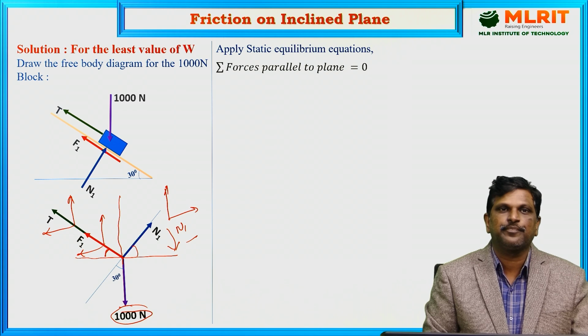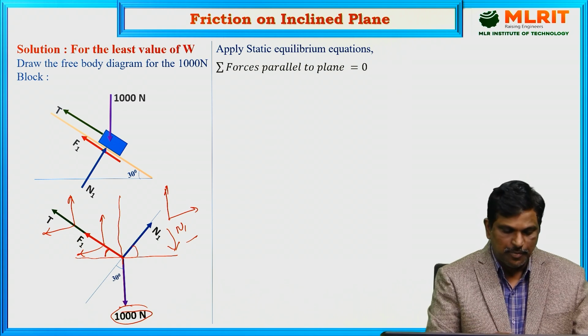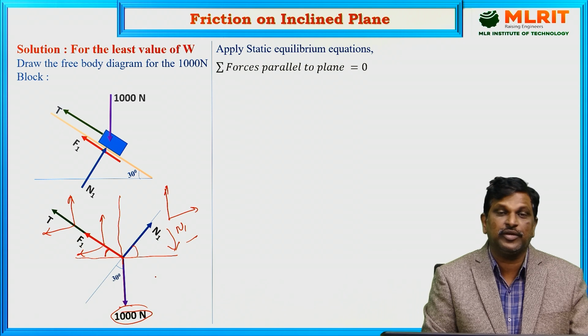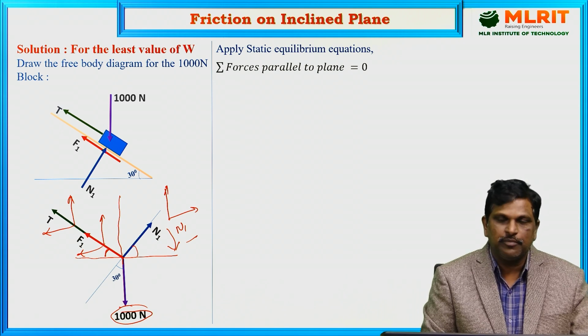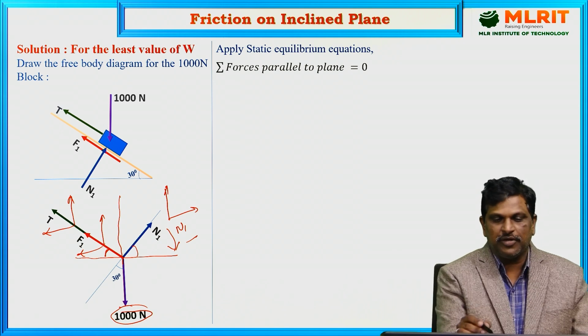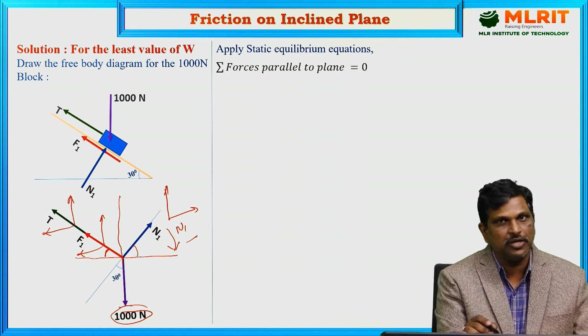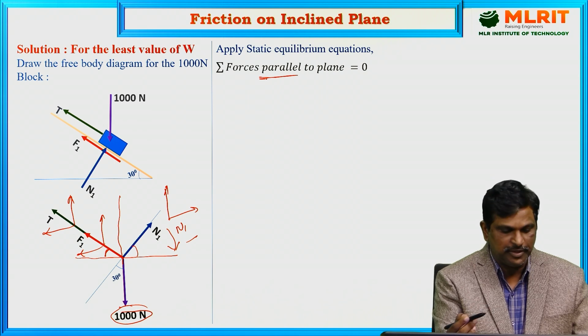Instead of that, if we resolve the forces parallel to the plane and perpendicular to the plane, we can resolve the forces into any two mutually perpendicular directions. In this problem, we are resolving forces into two mutually perpendicular directions. One is parallel to the plane, the other one is perpendicular to the plane.